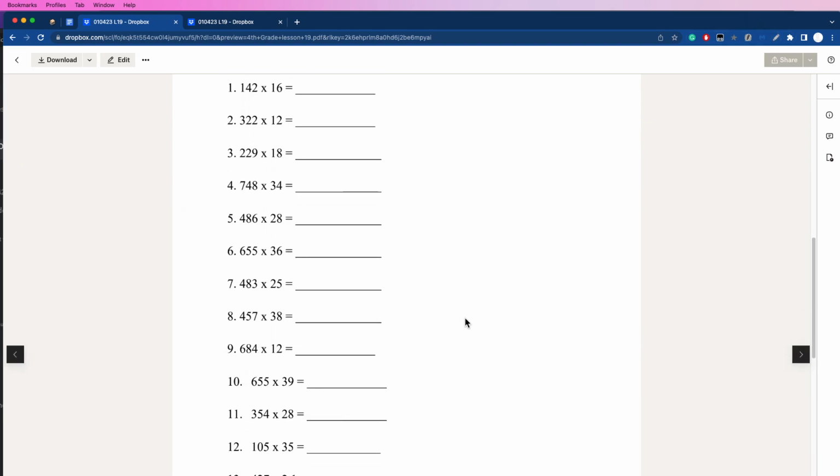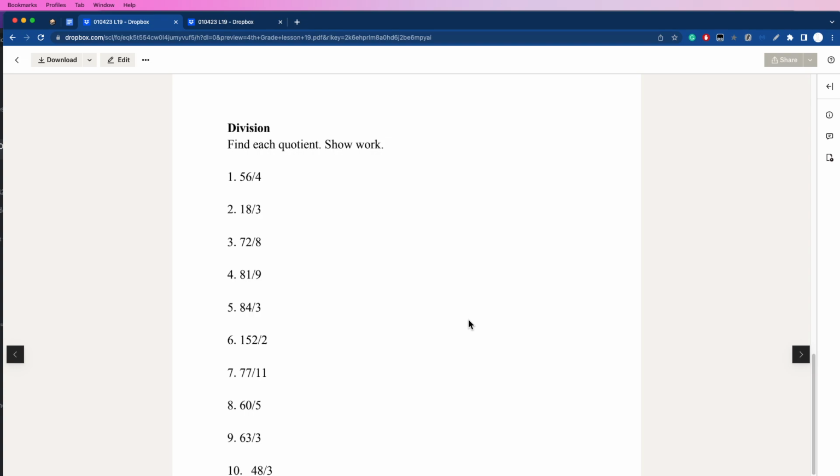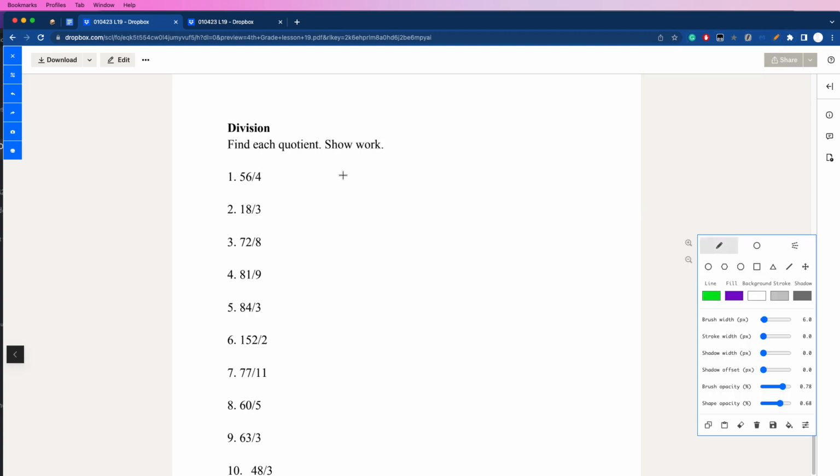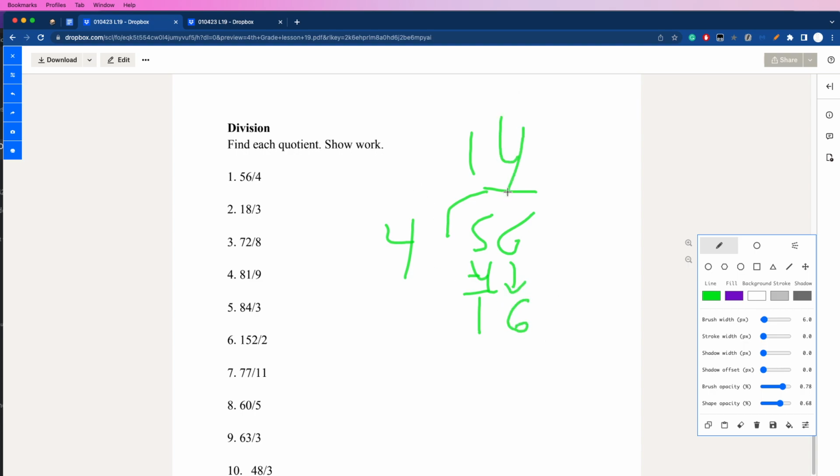Now to division. Number one is 56 divided by 4. So how many times does 4 go in 5? 1 time. Subtract 4. You got 1. Drag down the 6. So it becomes 16. How many times does 4 go in 16? 4 times. So subtract 16, 0. So 14 is your answer for number one.